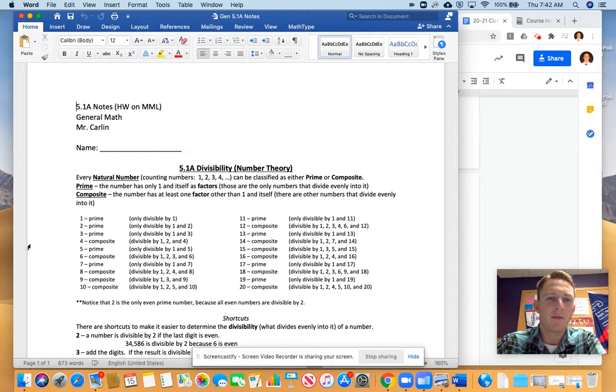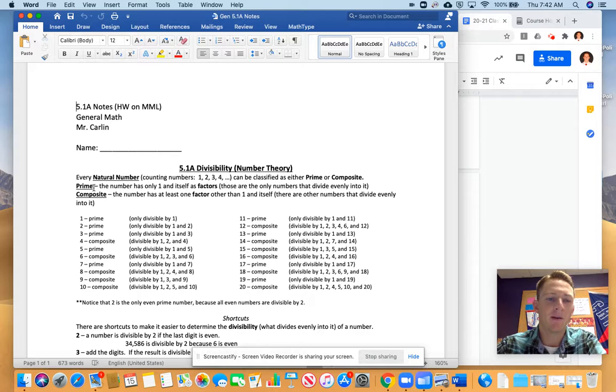Hey, General Math, we are starting on chapter 5 today. We have divisibility or number theory. So we've talked about natural numbers before. That's just like how we count on our hands: 1, 2, 3, 4, 5, 6, and so on. Every single counting number, every single natural number can be classified as either a prime number or a composite number. So there's two different types of natural numbers.